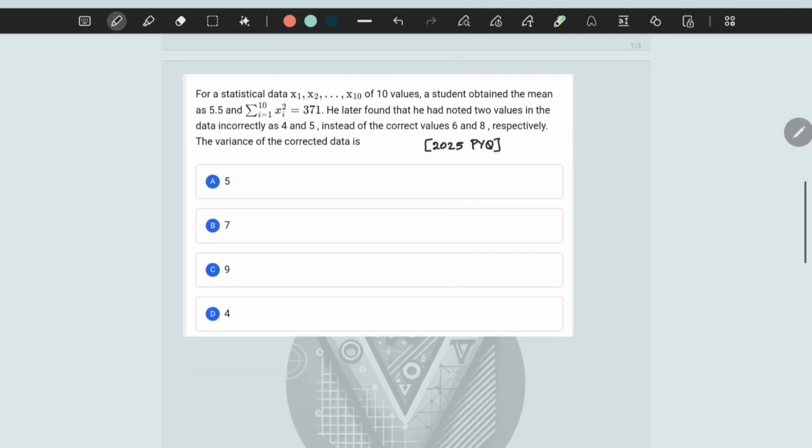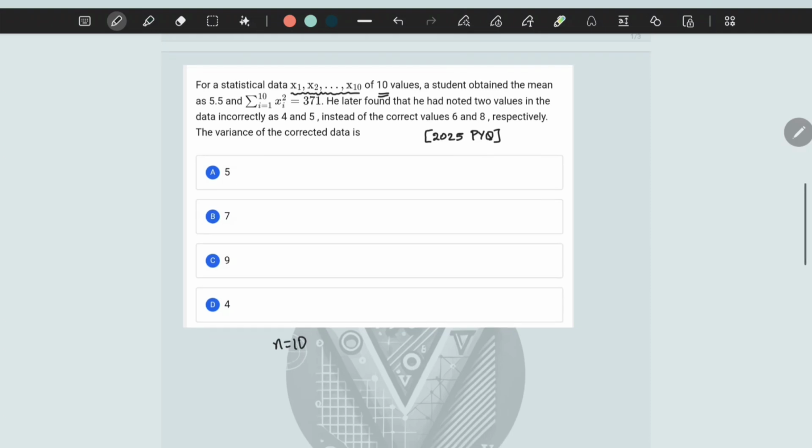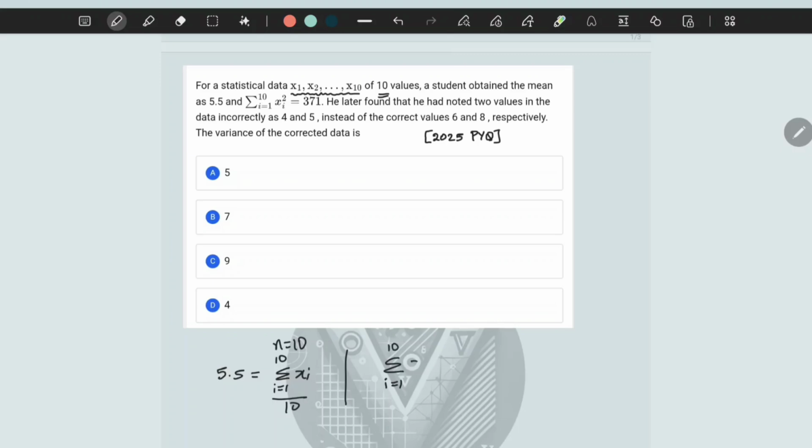So the first question which we have is this. For a statistical data, we have x1, x2 and so on till x10. That means 10 observations are there, so n is equal to 10 as of now. A student obtained the mean as 5.5. That means originally the mean is 5.5. So can we say 5.5 is equal to sigma i equals 1 to 10 xi divided by 10? So sigma i equals 1 to 10 xi is nothing but 5.5 into 10, which is 55.